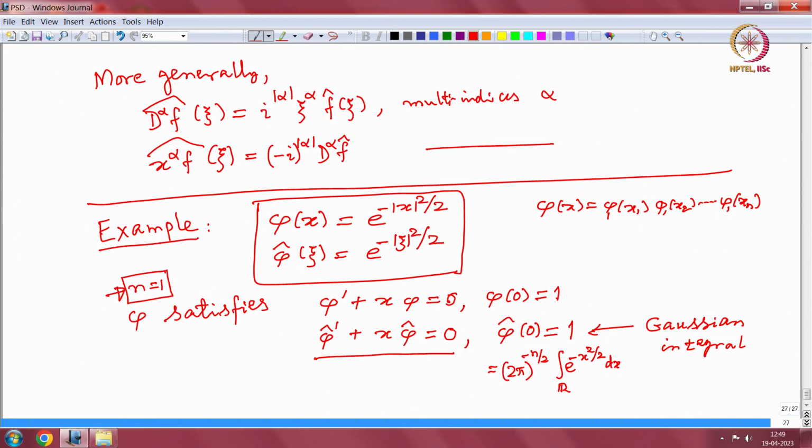So, phi and phi cap both satisfy the same equation with the same initial condition. So, uniqueness of solutions of ODE implies phi cap equals phi. And as I said, the general case of n follows from this observation.